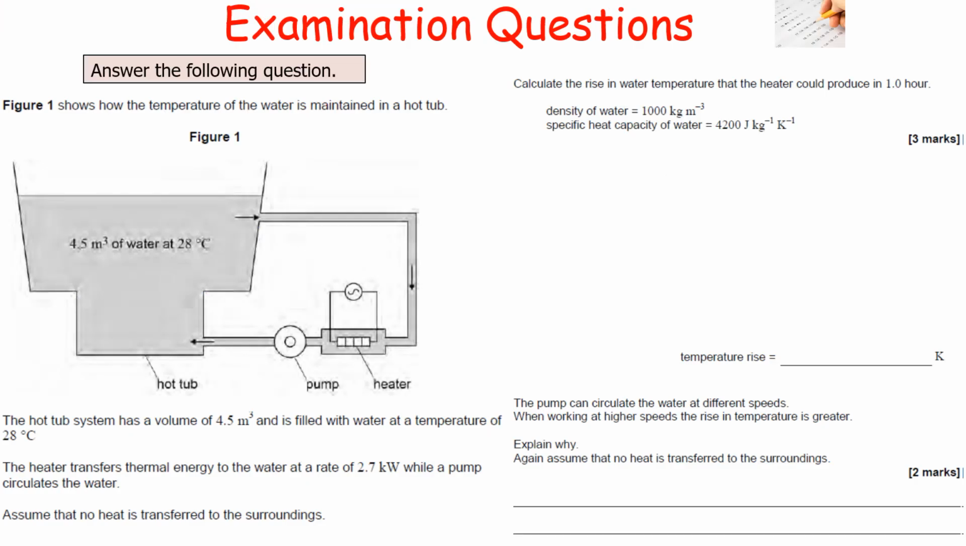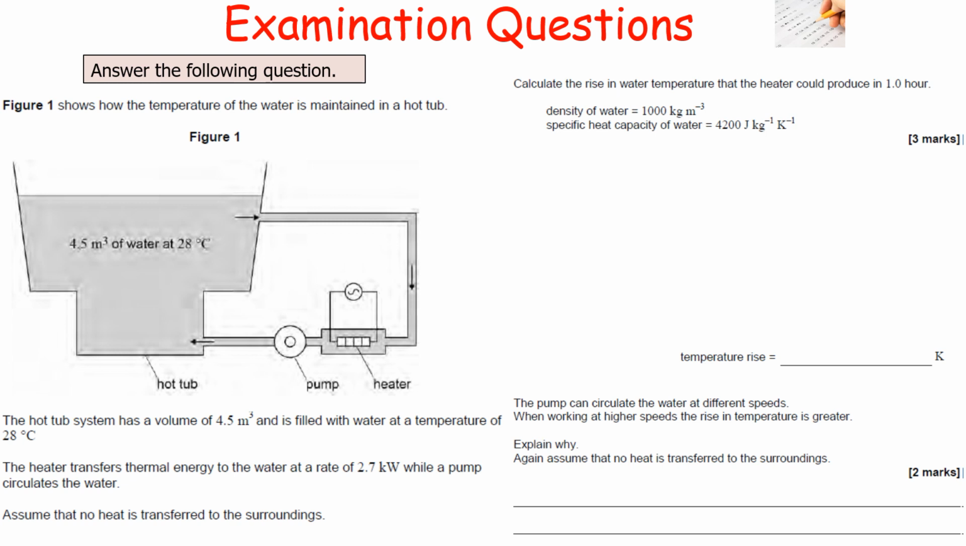In the following question, it says figure 1 shows how the temperature of water is maintained in a hot tub. The hot tub system has a volume of 4.5 meters cubed and is filled with water at a temperature of 28 degrees Celsius. The heater transfers thermal energy to the water at a rate of 2.7 kilowatts while a pump circulates the water. Assume no heat is transferred to the surroundings.